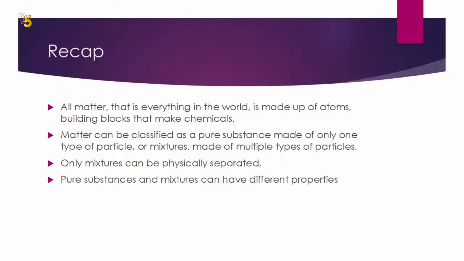So what did we learn today? We learned that all matter, that is, everything in the world, is made up of atoms or building blocks that make chemicals. Matter can be classified as a pure substance made of only one type of particle, or as mixtures made up of multiple types of particles. Only mixtures can be physically separated, and pure substances and mixtures can have different properties. Now next time we'll learn about some common techniques that scientists use to separate mixtures.